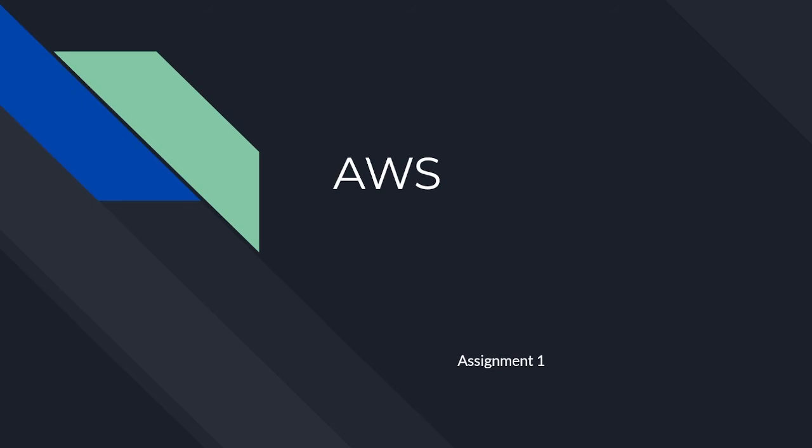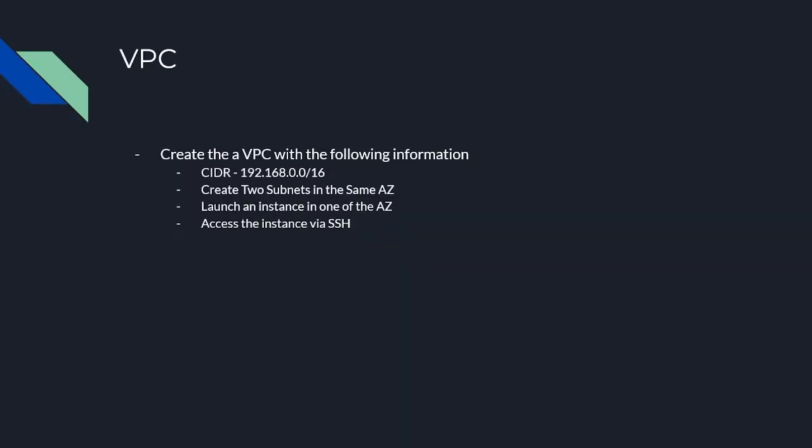So let's go with the assignment. Your first assignment is the following. I want you to create a VPC with the following information. The site range 192.168.0.0/16. And then I want you to create two subnets in the same AZ. Then I want you to launch an instance in one of those AZs. And then I want you to access the instance.